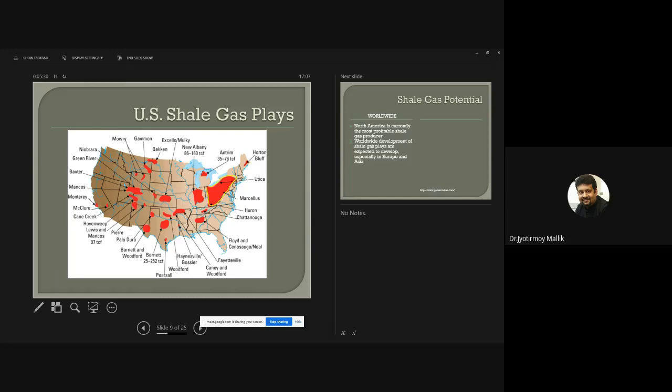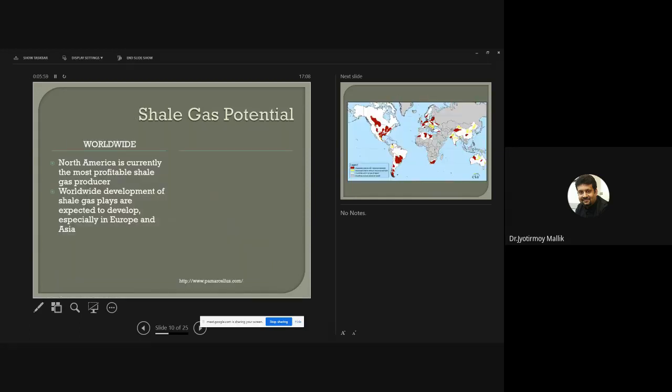Some of the other important names are, for example, Barnett shale gas, which is very famous as well, Haynesville, Woodford. The most famous one is Marcellus. You can see the size of these fields. They're very large. North America is currently the most profitable shale gas producer. Worldwide development of shale gas plays is expected, especially in Europe and Asia.